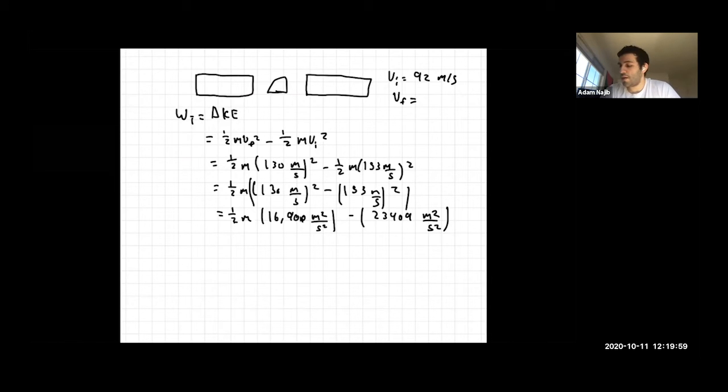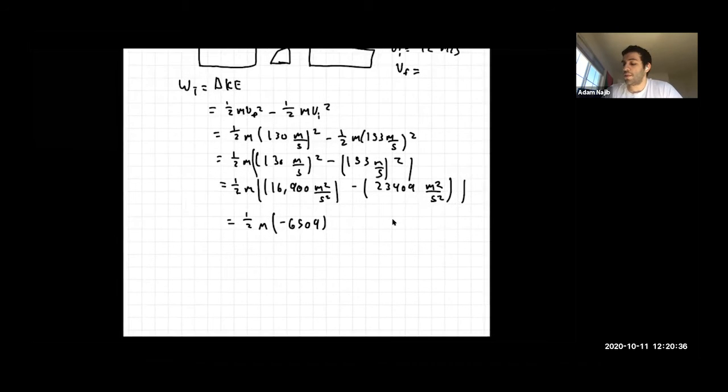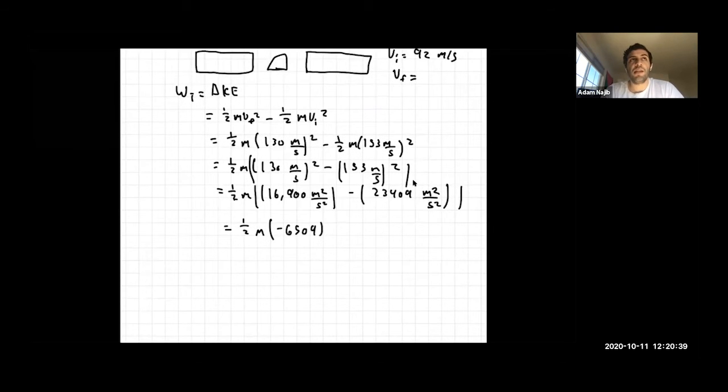So I'm at this point and I have these numbers, but since these are in the parentheses together, I can just subtract them across, and I can just have some value sitting there rather than being stuck with these big numbers for no reason. If I do 16,900 minus 23,409, I should be left with negative 6,509. So the total work done on the bullet is equal to 1/2 m times negative 6,509.